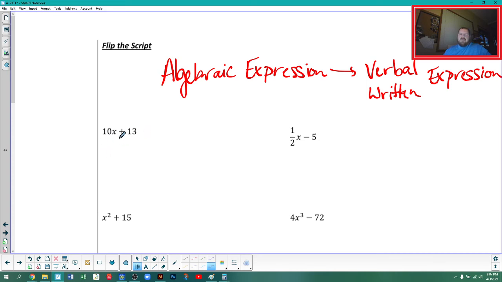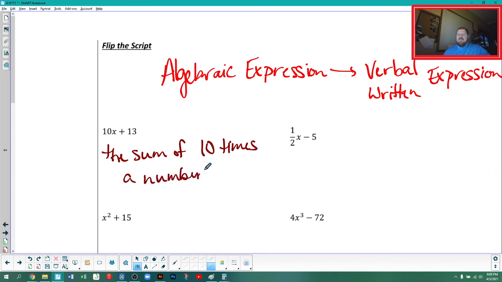Okay, I'm going to start this one by queuing in the addition. So I'm going to say that it's the sum of ten times a number. So that's one piece that we're summing together or adding together. The other piece is 13, right?